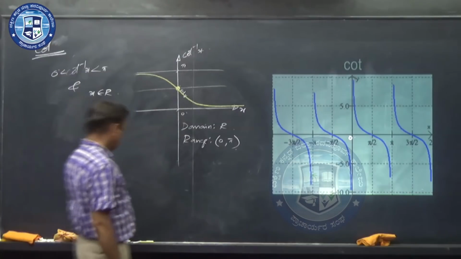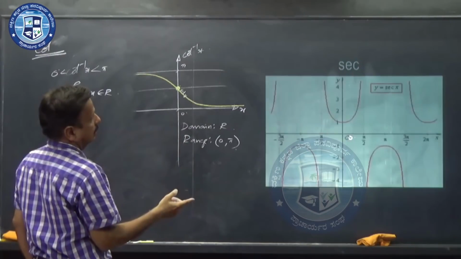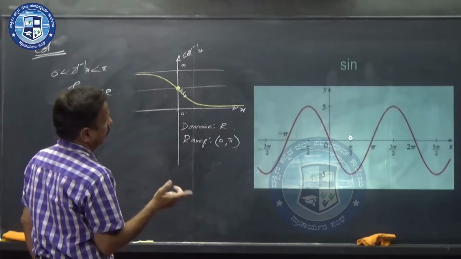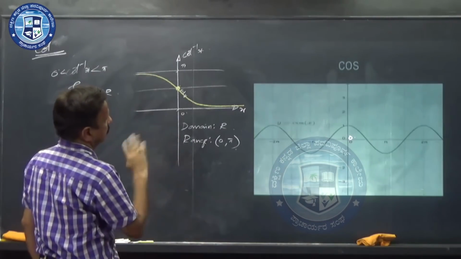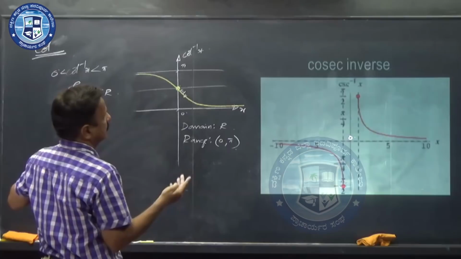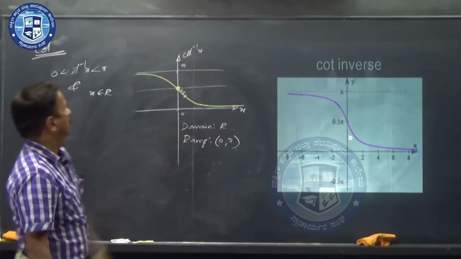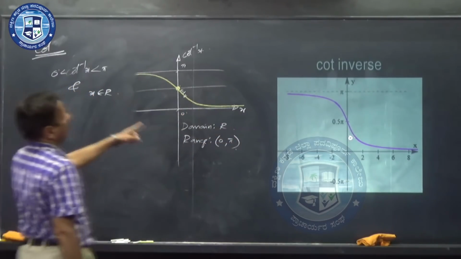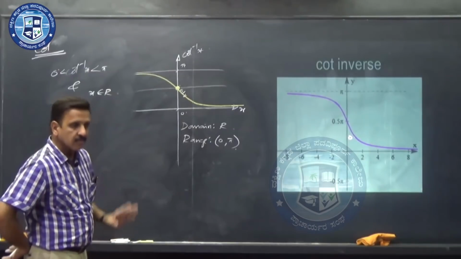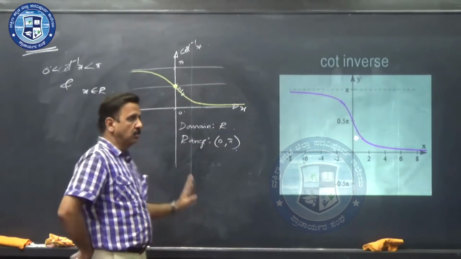This is cot inverse x versus x, and we have a graph of cot inverse x there. Look at this, the graph is ready. Domain and range are very important in the exam. What they can ask is, draw the graph of cot inverse x versus x, write its domain and write its range. It is in the syllabus, you need to know.